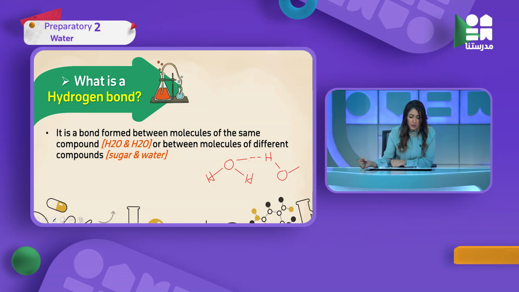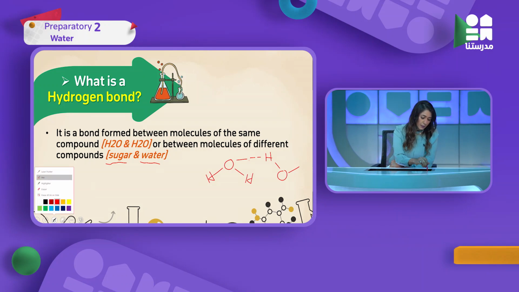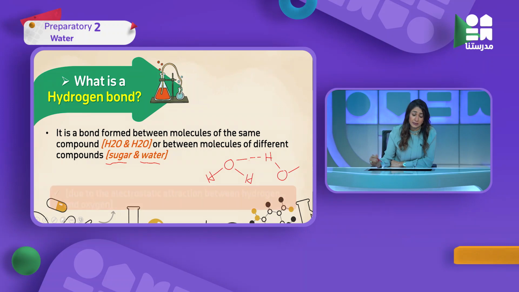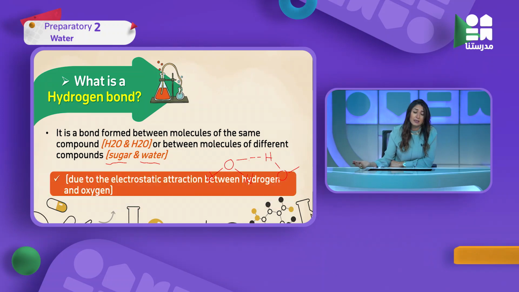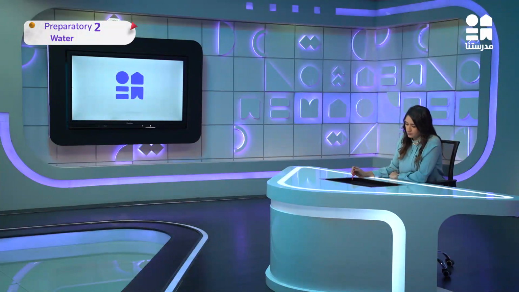So the hydrogen bond can be existing between two similar molecules like water and water or between sugar and water. يبقى between two different molecules. وهنناقش الموضوع ده in details. طب ده نتيجة ايه؟ بتخلق ليه الهيدروجين بوند؟ بتطلع نتيجة ايه؟ نتيجة electrostatic attraction between the hydrogen and the oxygen. طيب, how to draw a hydrogen bond.